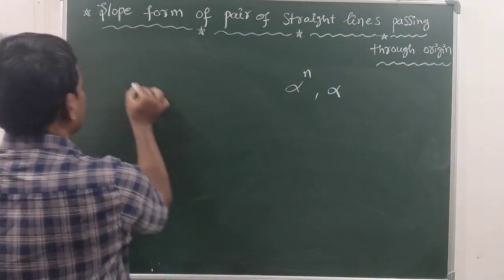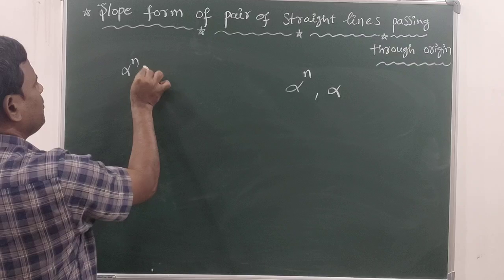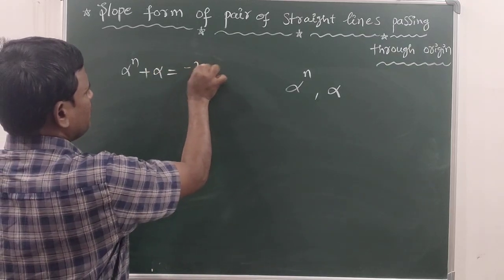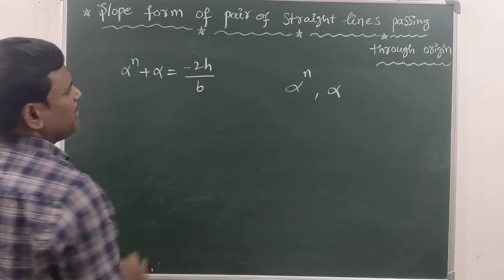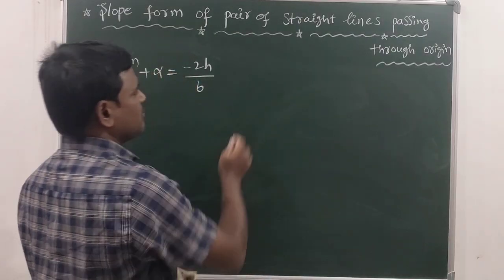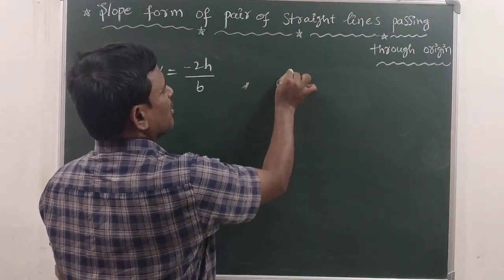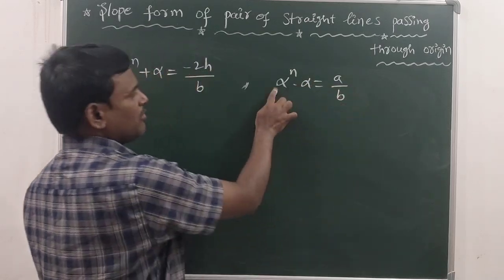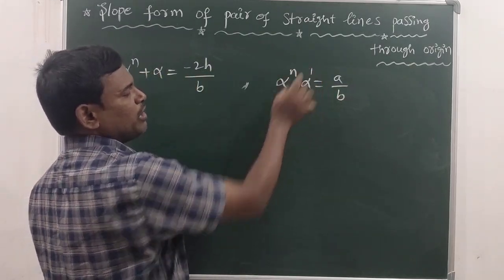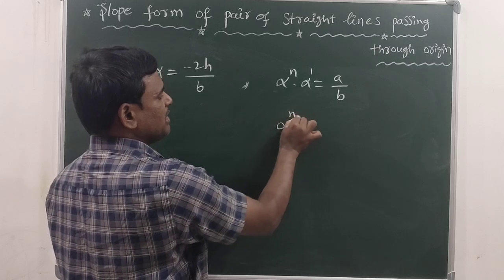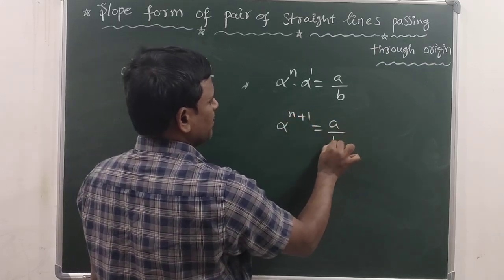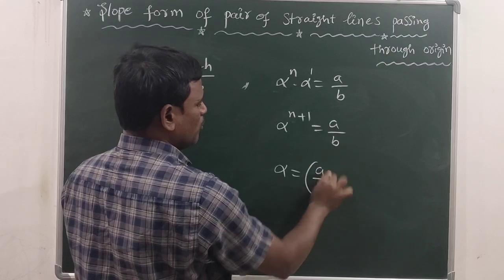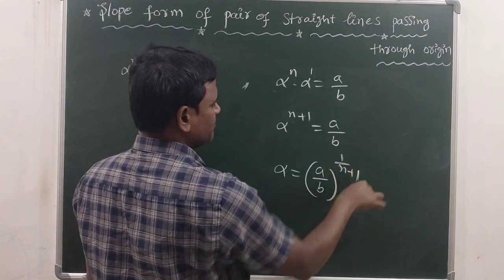Take the sum of the slopes, alpha power n plus alpha, which is equal to how much? Sum of the slopes, just now we read, is minus 2h by b. And the product of the slopes, alpha power n into alpha, is equal to a by b. Now it looks like a power m into a power n equals a power m plus n, so alpha power n plus 1 is equal to a by b. Now transfer this to the right side: a by b whole power 1 by n plus 1.